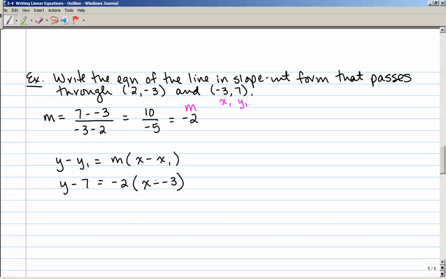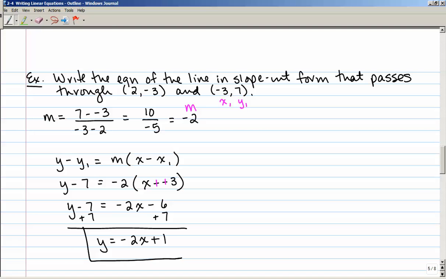Be careful when you're subtracting a negative. Don't forget to put two little minus signs in there. y minus 7 equals negative 2x minus 6. Distributing and then adding 7, y equals negative 2x plus 1.